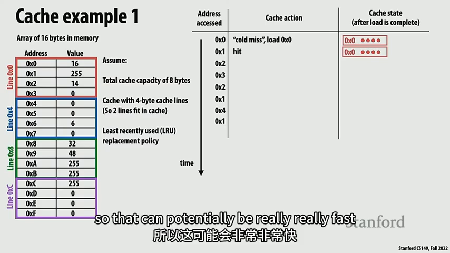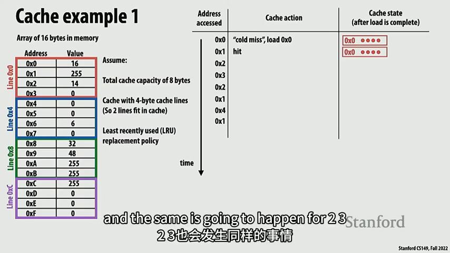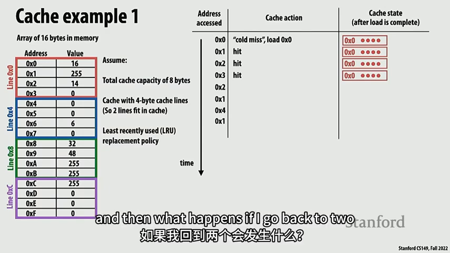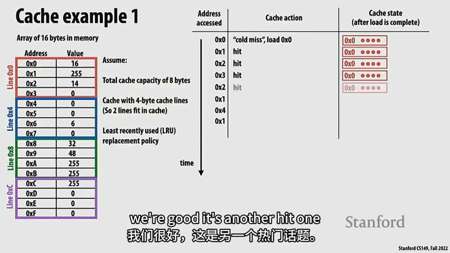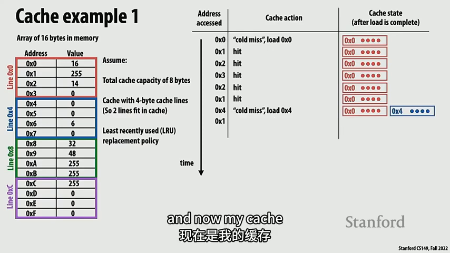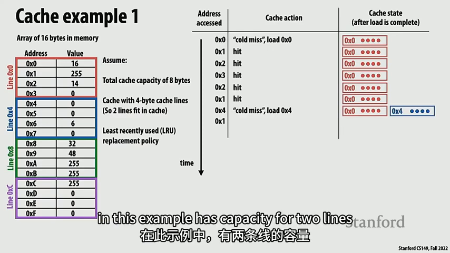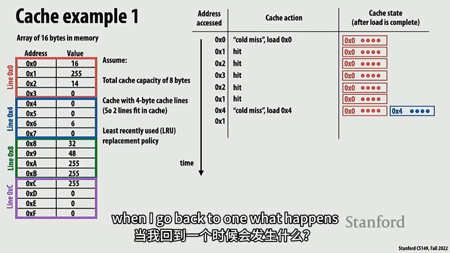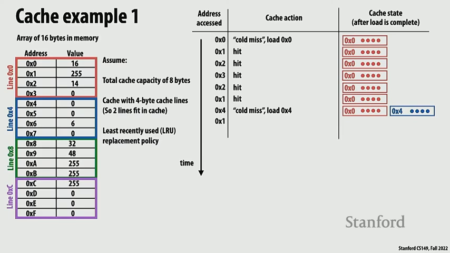So that can potentially be really, really fast. And the same is going to happen for 2, 3, and then what happens if I go back to 2? We're good. It's another hit. 1, another hit. 4, don't have that. That's got to get brought in. And now my cache in this example has capacity for 2 lines, so we'll just put that other thing in. When I go back to 1, what happens?